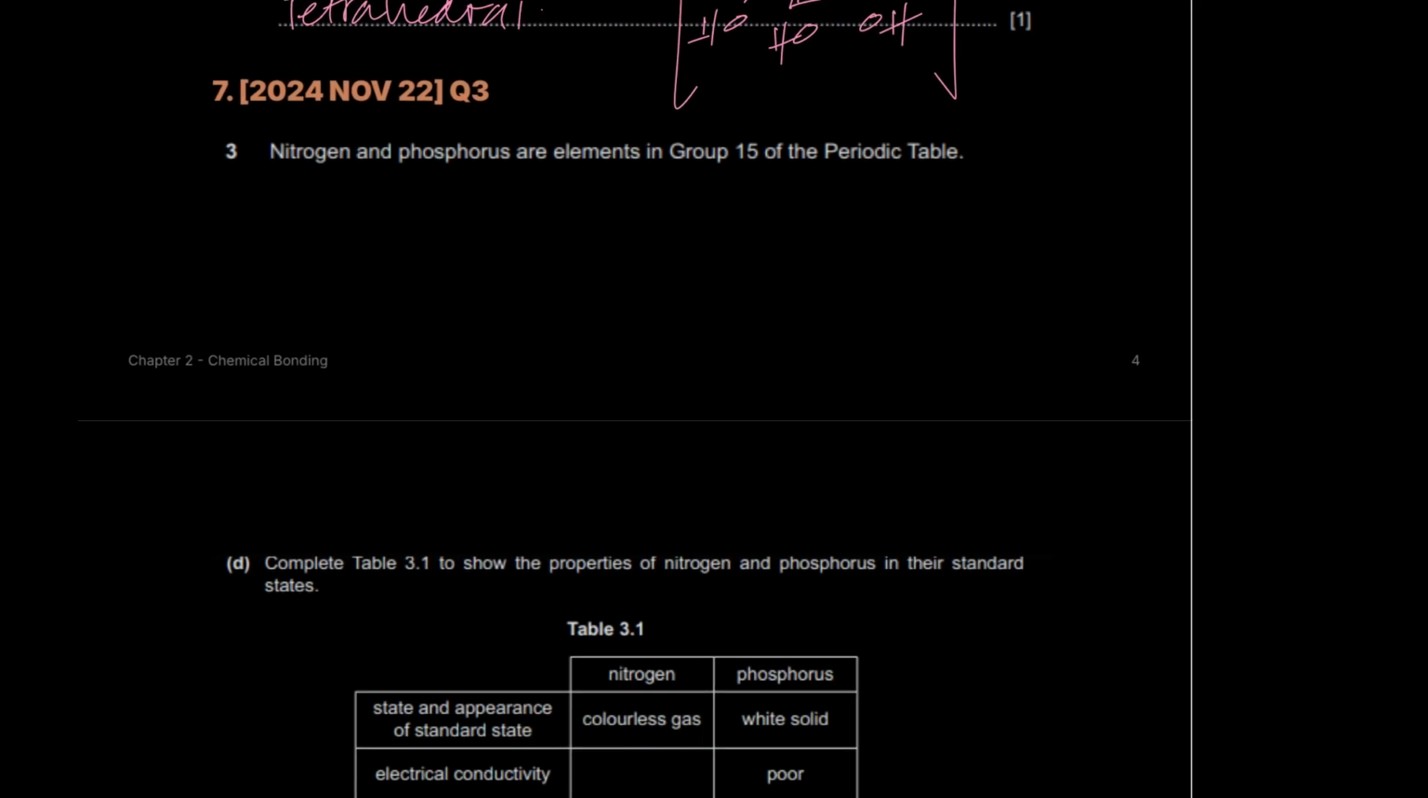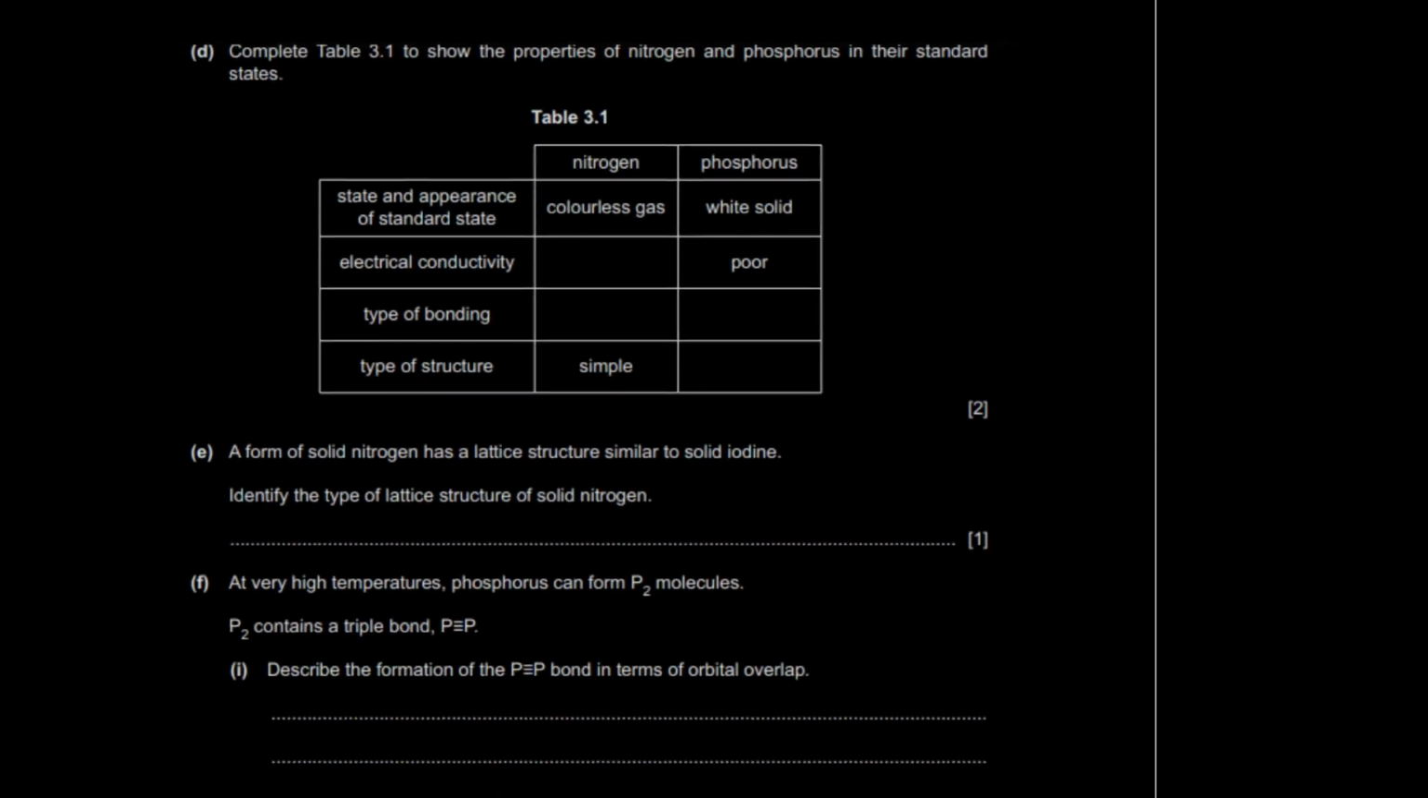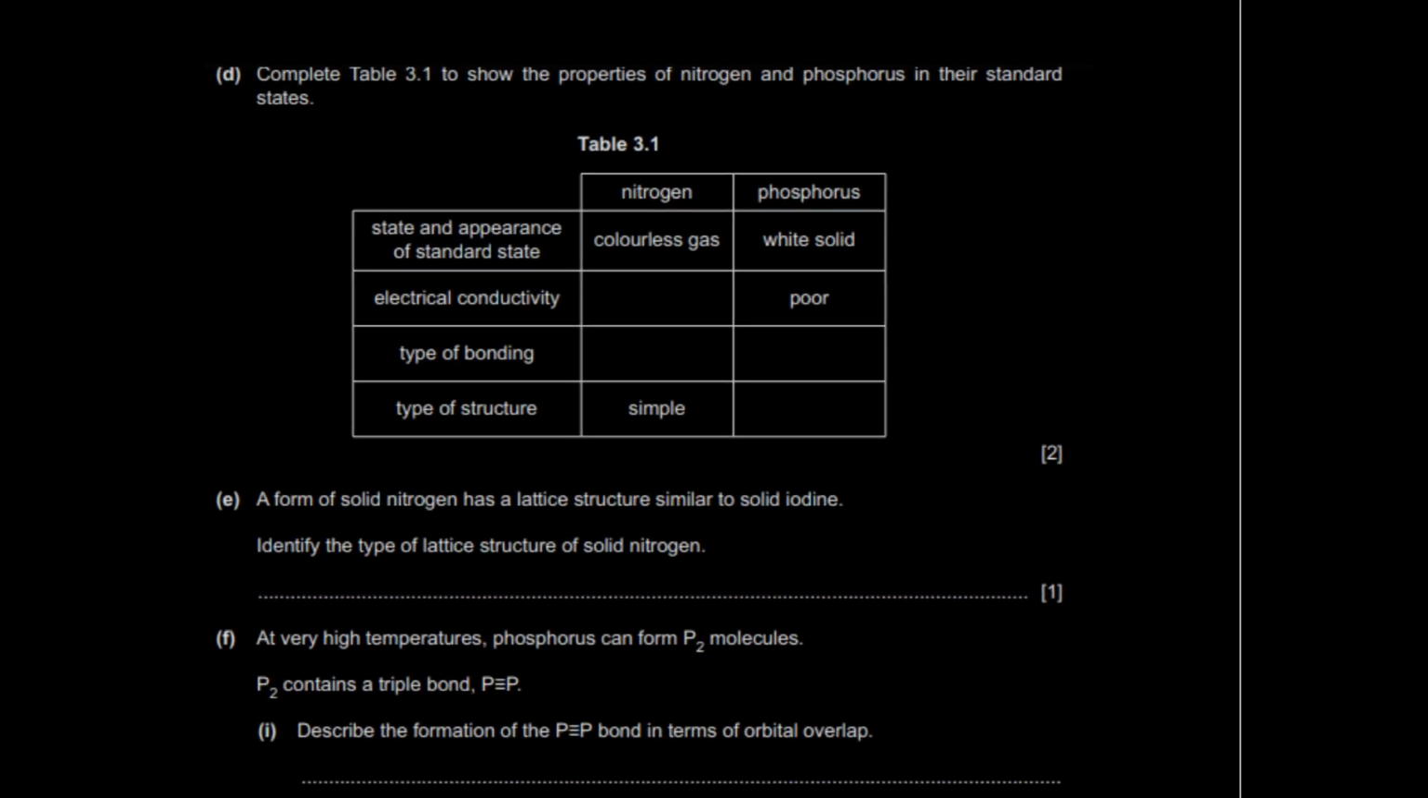Nitrogen, phosphorus are elements of group 15 of the periodic table. Complete 3.1 to show the properties of nitrogen and phosphorus in their standard states. So nitrogen is also a simple covalent molecule. Phosphorus is also a simple covalent molecule, right? So you're seeing electrical conductivity of nitrogen. Nitrogen is a simple covalent molecule, does not conduct, has no delocalized electrons which are free to move. Poor.